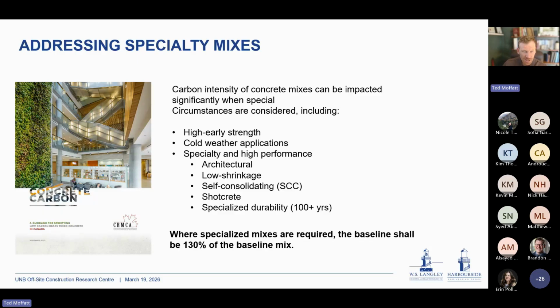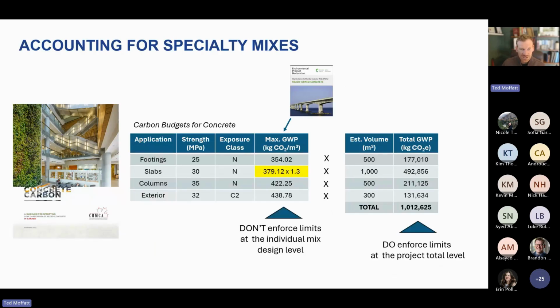And then specialty mixes as well. Architectural mixes in some cases have lower aggregate, higher paste to have that nice cream finish on the surface. Low shrinkage, or some mixes that require special admixtures. If any of these occur on the job, it's practice under this procedure to multiply the baseline EPDs by 130%. So let's say slabs are being placed over winter. We'll take this baseline value, multiply by 1.3, and that'll change our total GWP for the entire project. As time progresses, once we develop EPDs for each of these mixes over the job, hopefully at the end of the project we're less than 1 million kilograms of CO2.